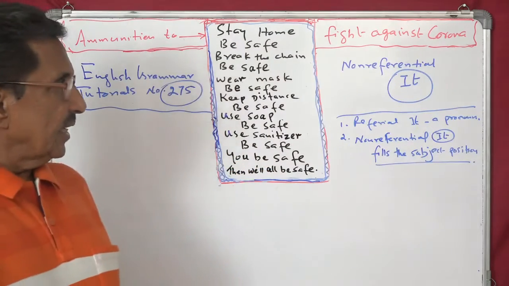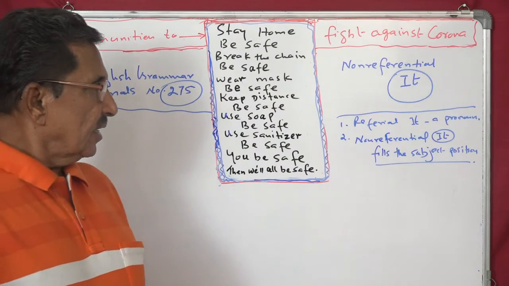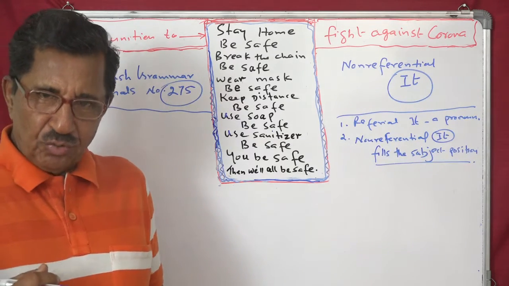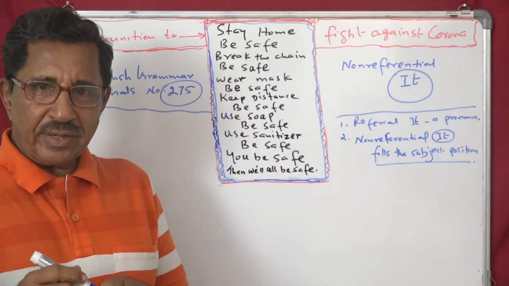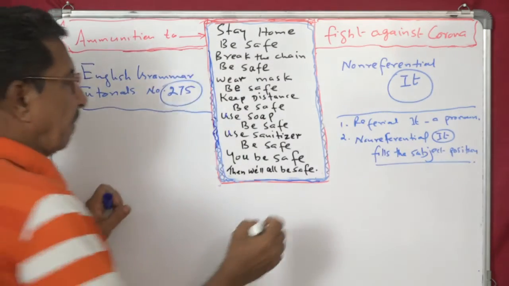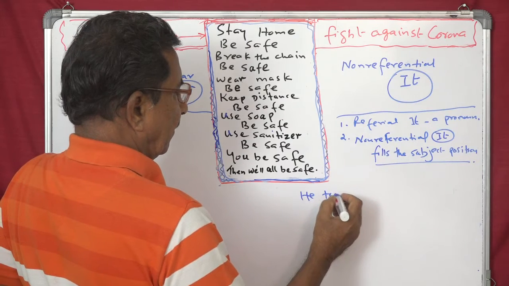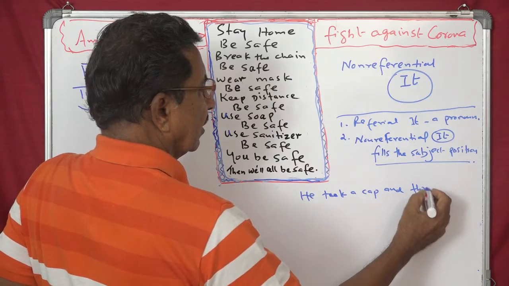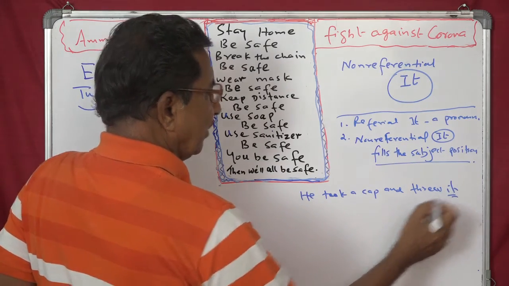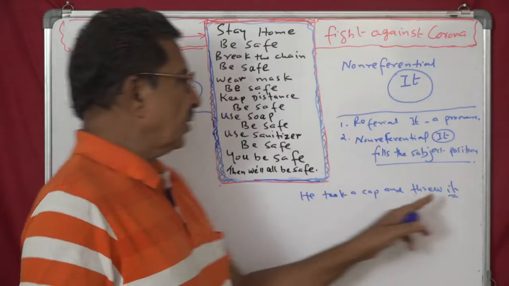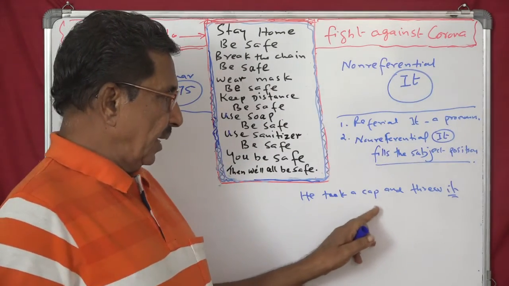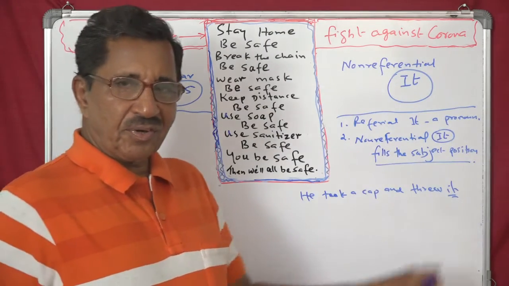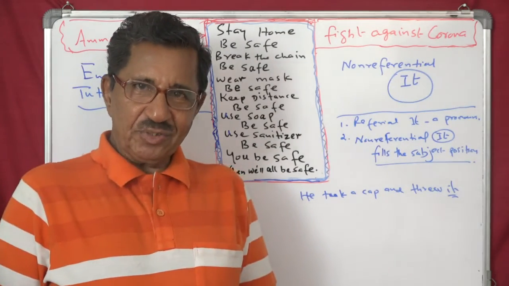So as you can see, referential it is a pronoun. There are sentences like: He took a cap and threw it. So this it stands for it is a pronoun. It stands for a cap. He took a cap and threw the cap. So it refers back to cap. So this is pronoun. A pronoun is a word that is used instead of a noun.